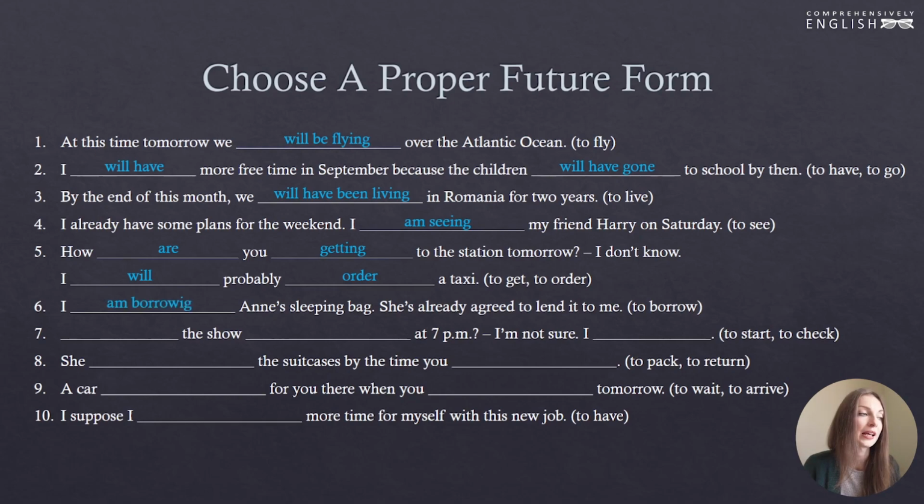I am borrowing Anne's sleeping bag. She's already agreed to lend it to me. I am borrowing because she has already agreed. That has already been arranged.